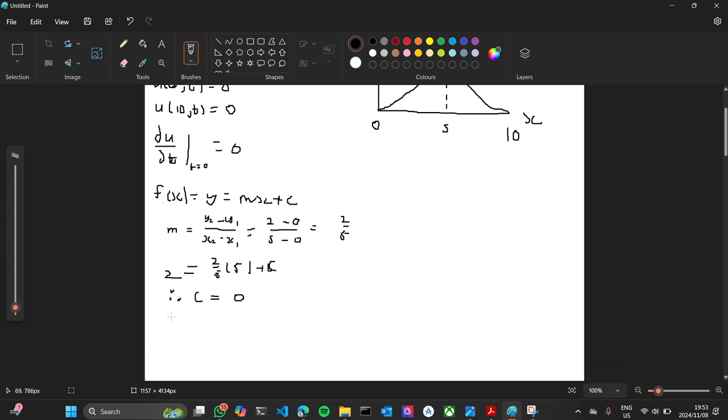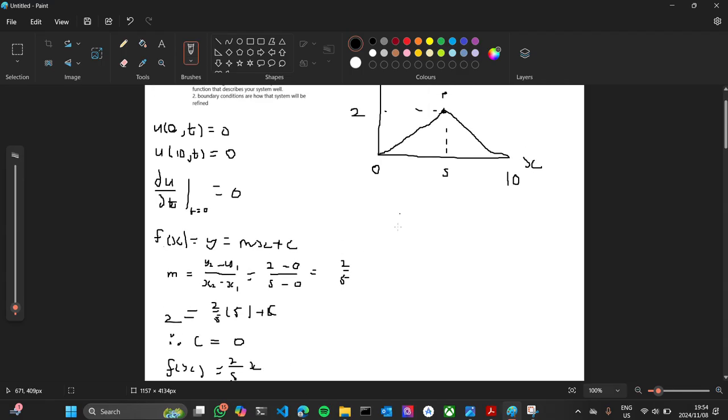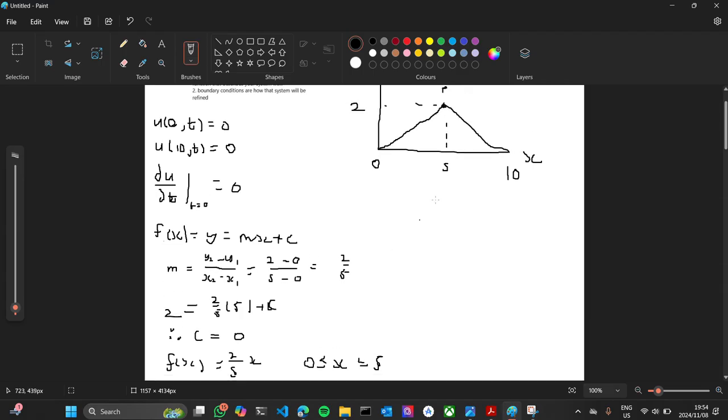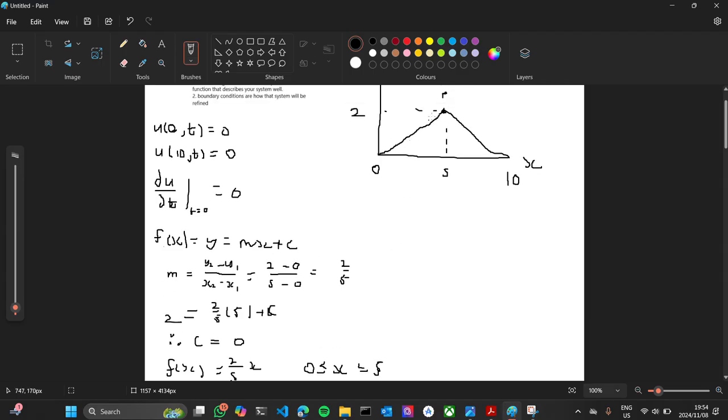So f of x is then equal to 2 over 5 x within the range of 0 and 5. So that describes this linear line here.